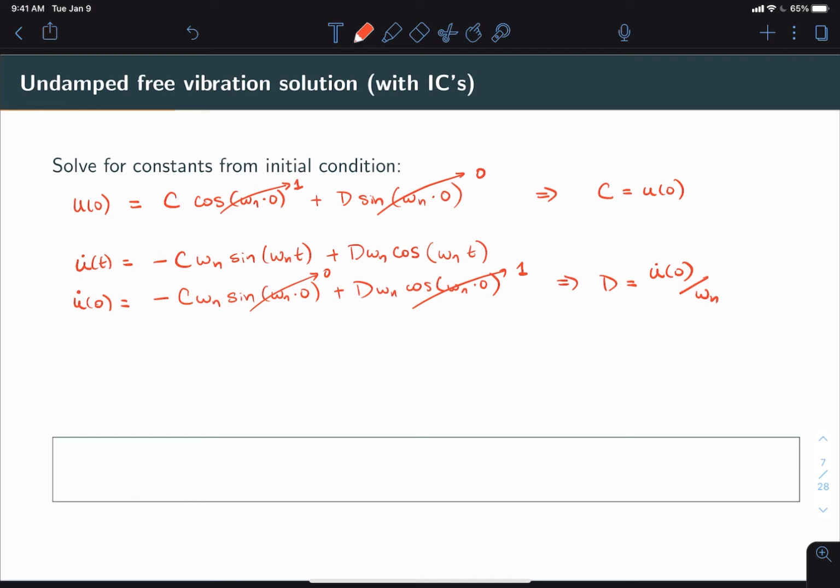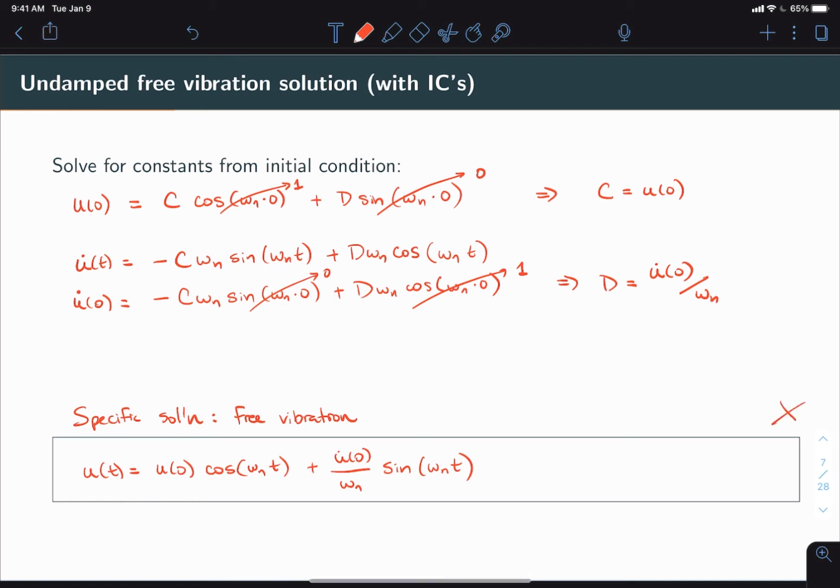So our specific solution looks like so. So armed with this solution, we can immediately find the response of any general free vibration system with specified initial conditions, right? We don't need to solve the equation of motion every time. We simply plug in the respective values. So this is a good equation to have on hand for free vibration problems.